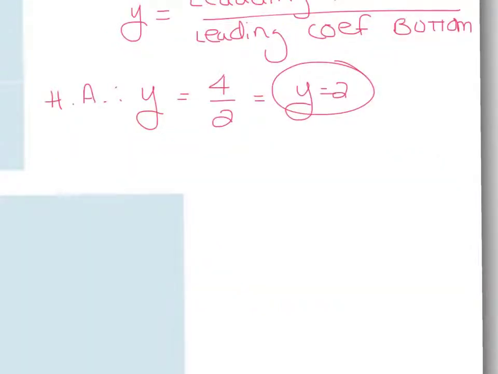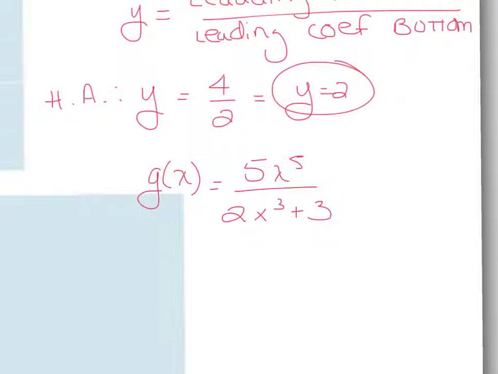Okay, so I'm going to make up another example. Let's say we have g of x equals 5x to the 5th over 2x cubed plus 3. Okay, what's the degree of the top? 5. And the bottom? 3. So if the degree of the top is greater than the degree of the bottom, there are no horizontal asymptotes.